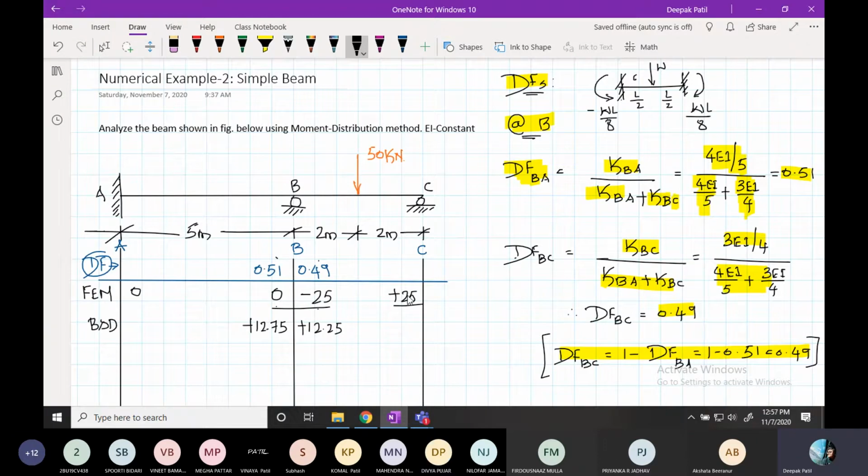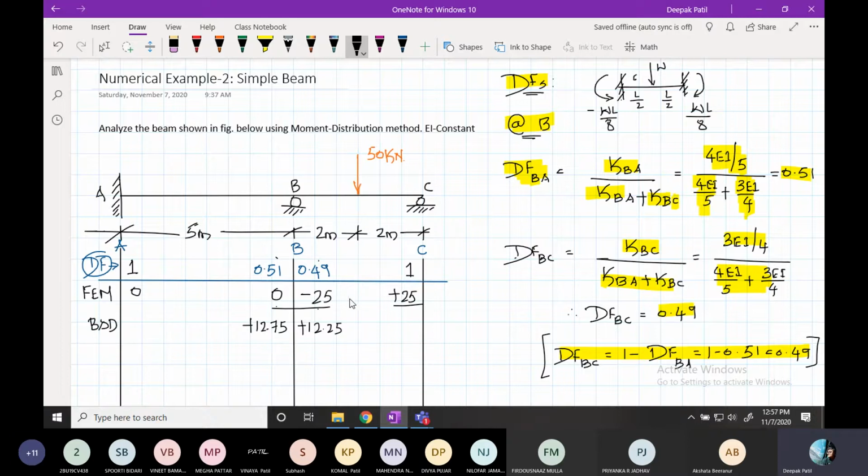Yes, sir. Okay. Now the net moment at C is actually plus 25. To balance that, how much moment will you apply? Minus 25. That minus 25 needs to be distributed here. But we don't know the distribution factor at C. Always, the distribution factor at the end supports will be 1. Please keep that in mind.